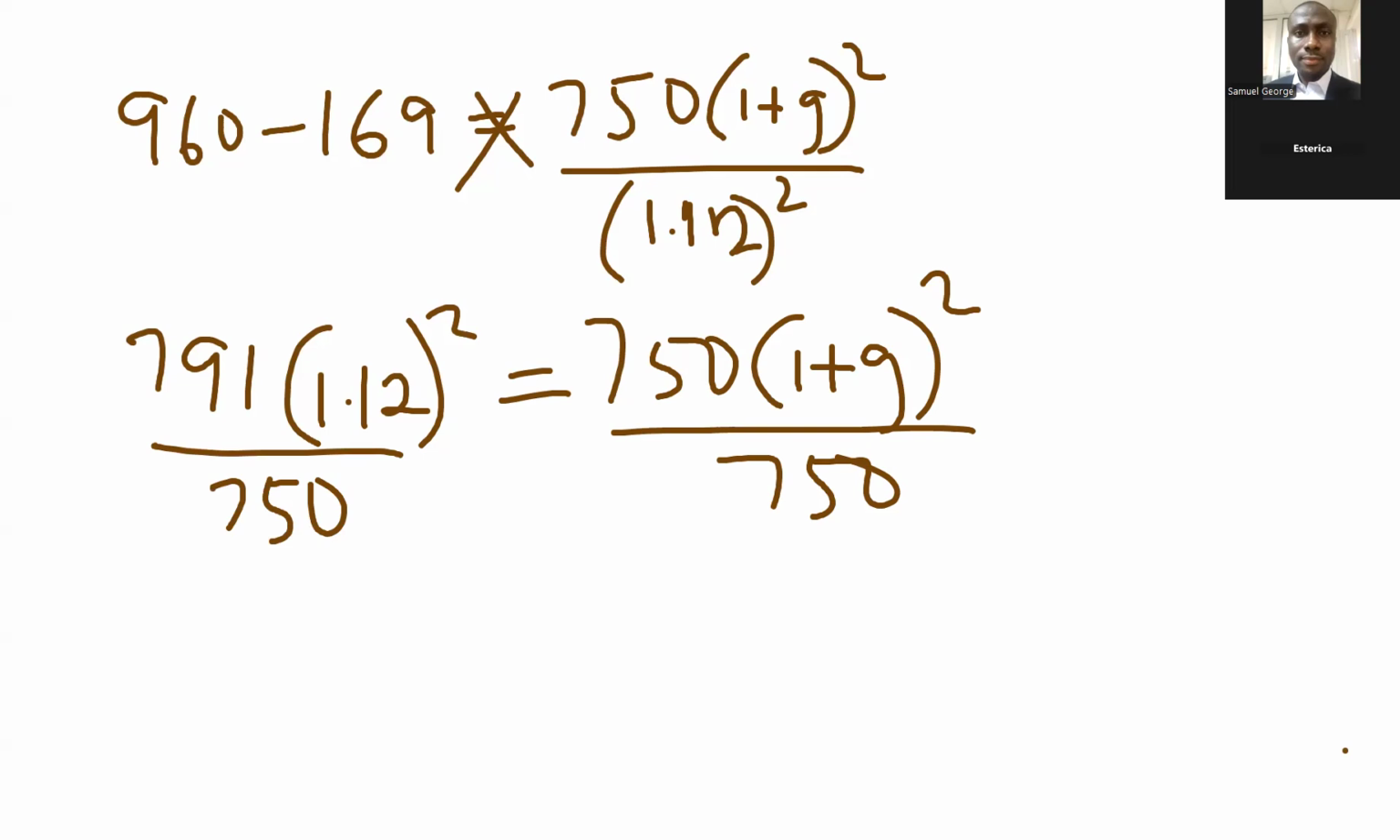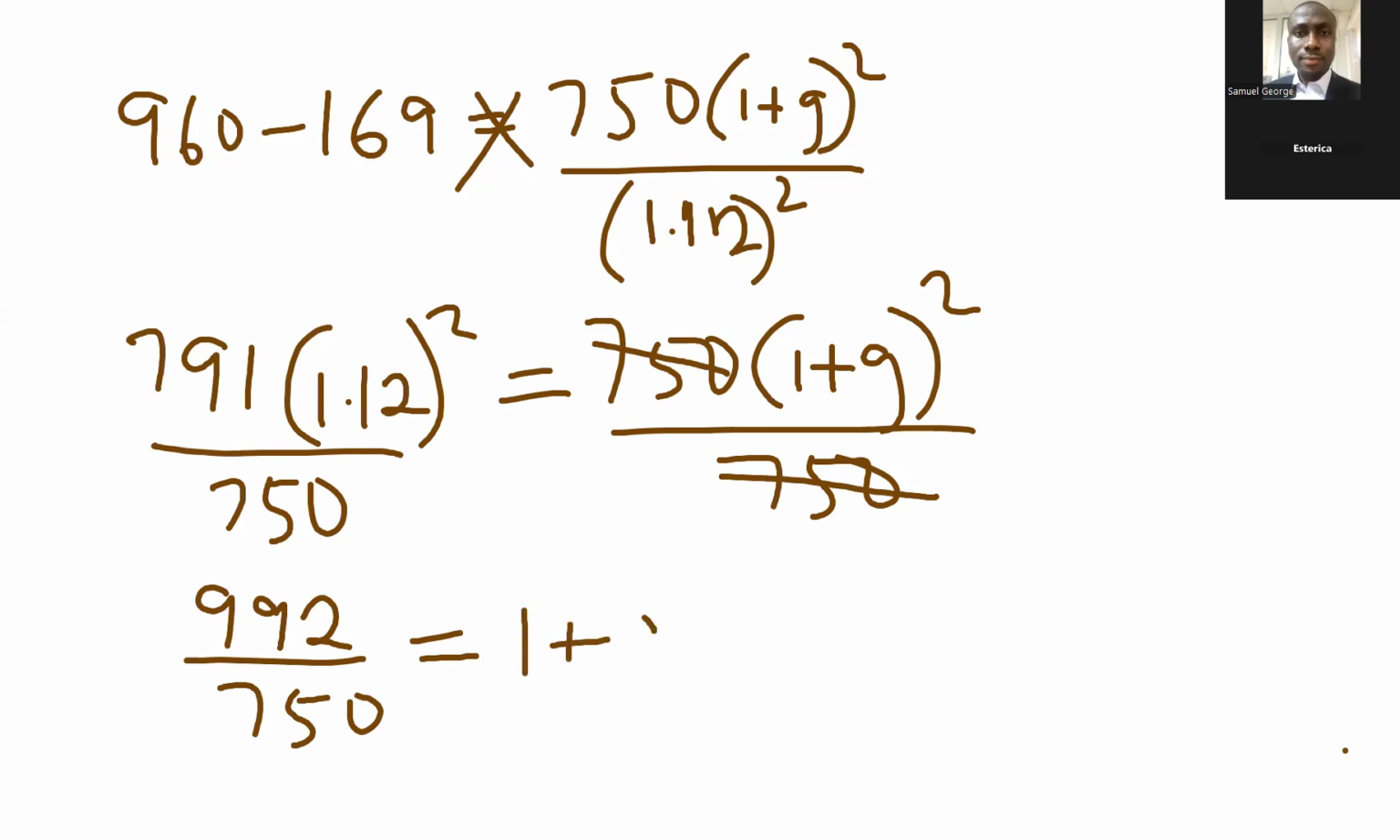this 791 times 1.12 raised to power 2 is what? It gives me 992. I got 992. That is divided by 750, which is equal to 1 plus G raised to power 2, since the 750 cancels here. Now, how do we do this maths? Okay, from here, let me go to the next slide.